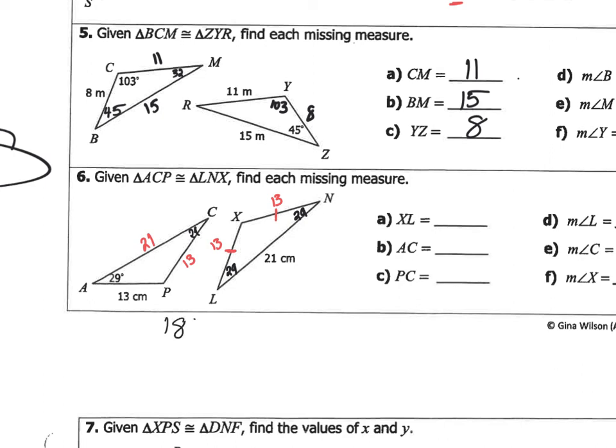So that gives us both of these, which would then allow us to find the big angle. Because you'd have 180 minus 29 minus 29, which is going to give you 122. So what's 122? Would be X and P. So then XL would be, what's 13? AC would be, good, PC.